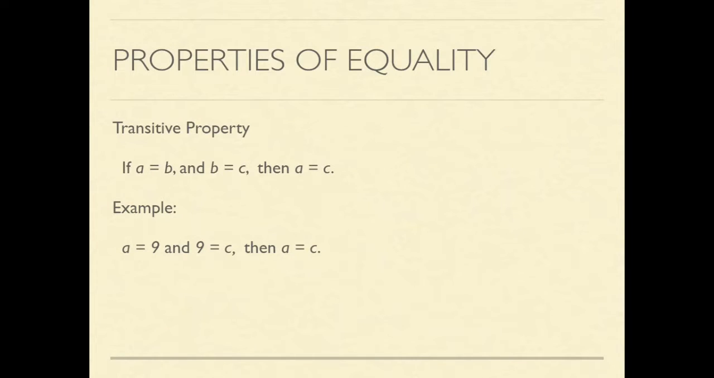Oftentimes, substitution and the transitive property get confused for one another. The substitution property allows us to replace something. The transitive property allows us to make a chain and allows us to make connections.